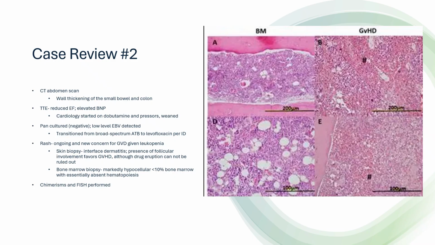So his rash, they decided, we probably need to look further into this, and they did a skin biopsy. And his skin biopsy showed interface dermatitis, presence of follicular involvement, favors graft versus host, although drug eruption cannot be ruled out. So this is a picture showing you kind of what those things look like. And then bone marrow biopsy: remarkably hypocellular, less than 10% bone marrow with essentially absent hematopoiesis. Chimerisms and FISH were performed.